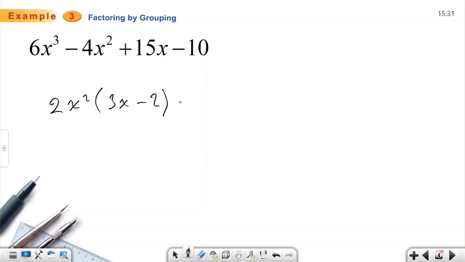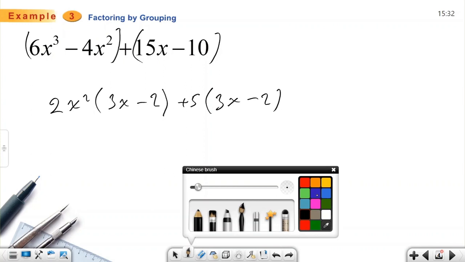Now here, plus 5, I can factorize. 15 divided by 5 is 3x. Negative 10 divided by 5 is minus 2. So I group those two together and factorize them. As you see, I get 3x minus 2, 3x minus 2, like the previous example.